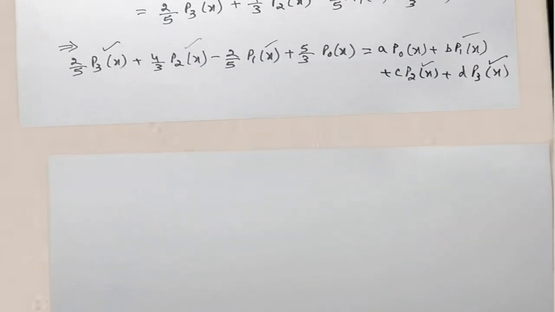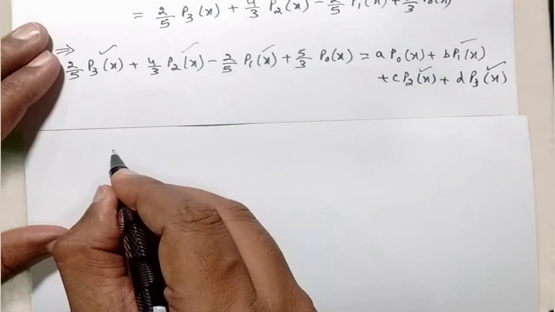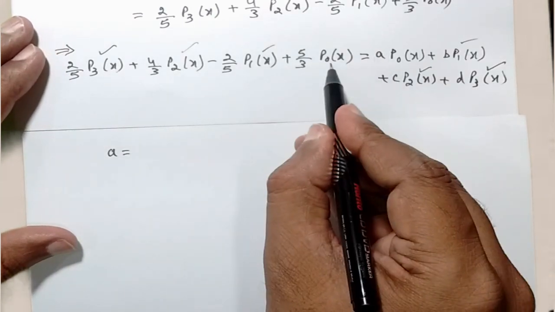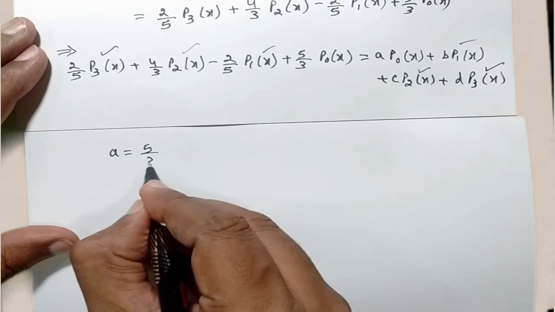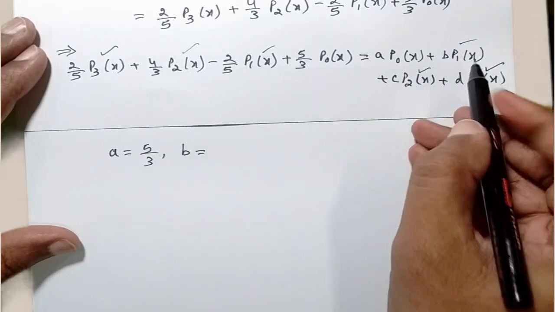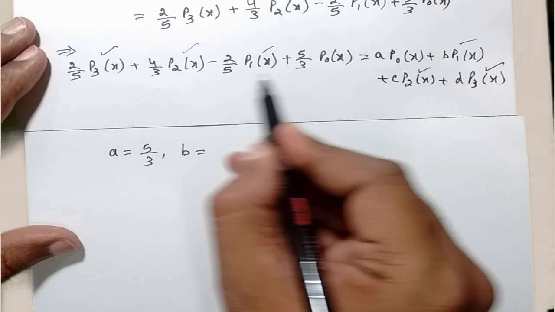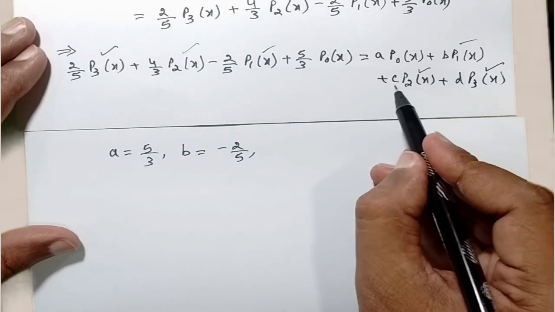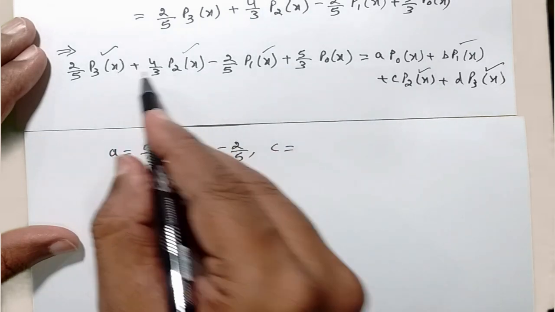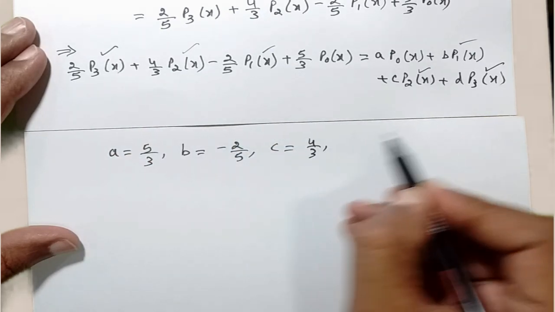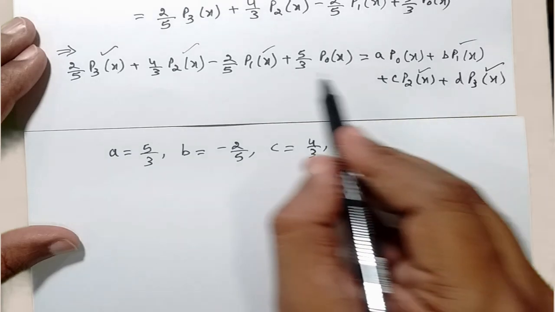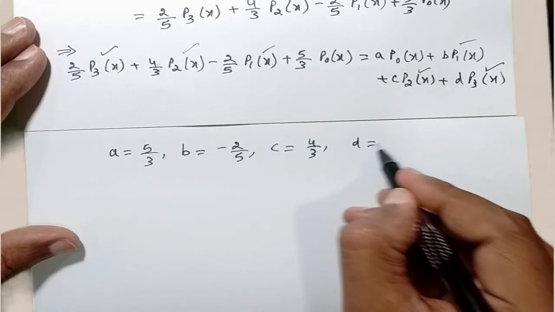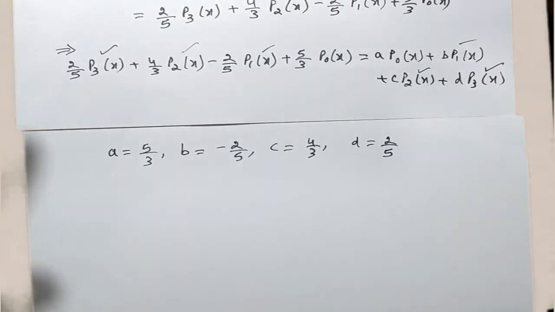So if you try to compare, so let me write down. A value will be equals to, A corresponds to your P0. So P0 coefficient is 5 by 3. B value is P1 coefficient. P1 coefficient is minus 2 by 5. Then C, P2 coefficient. P2 coefficient is 4 by 3. Then P3 coefficient is D. So D value is how much? P3 coefficient is 2 by 5. So D will be 2 by 5.